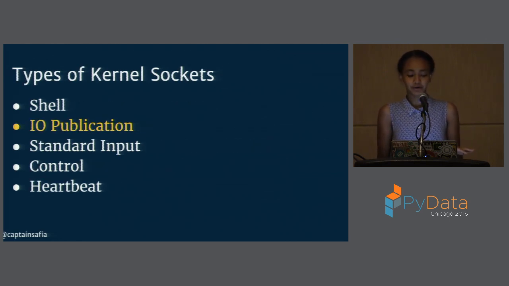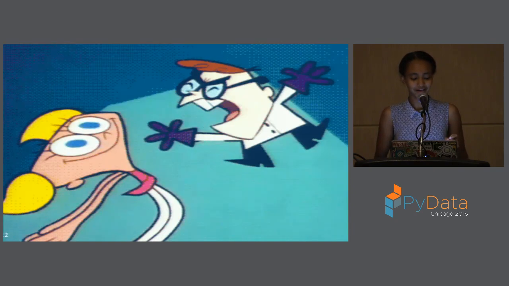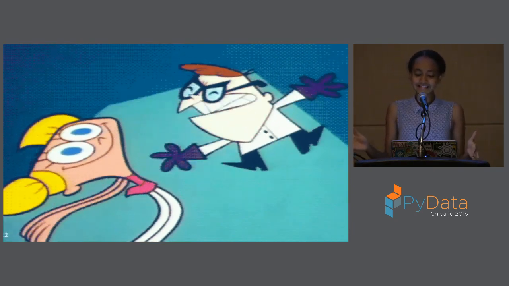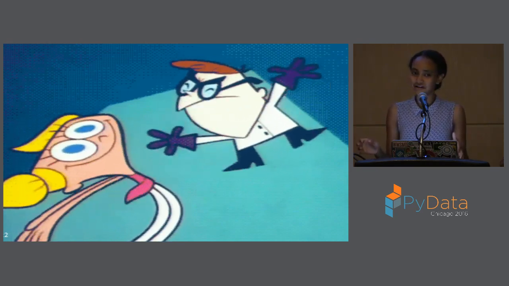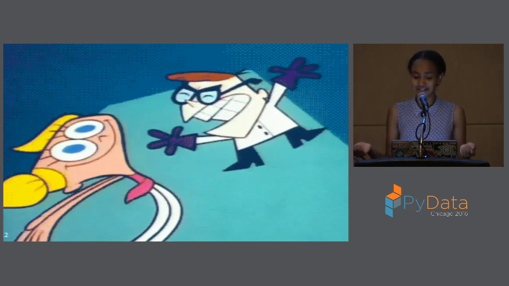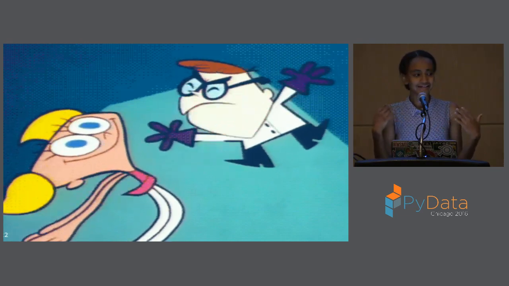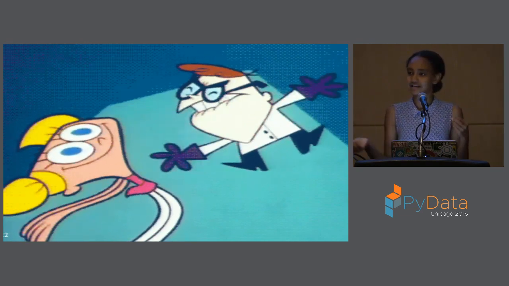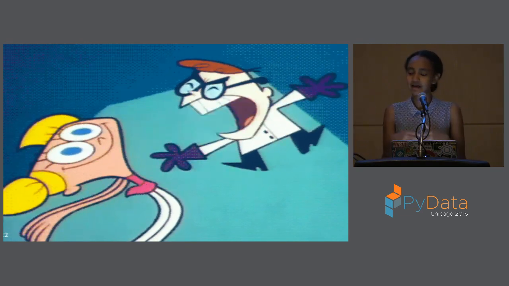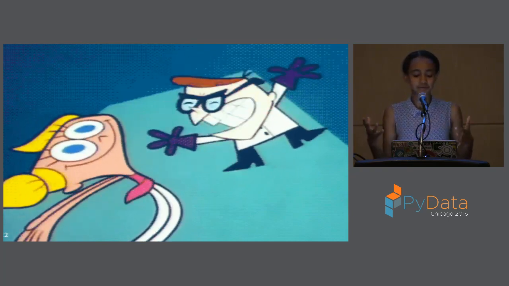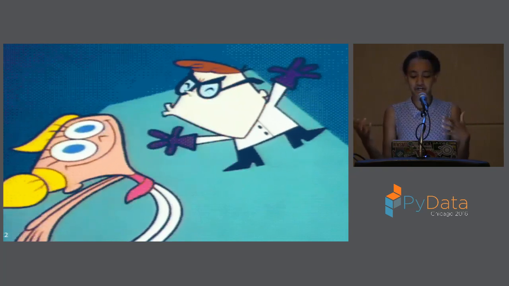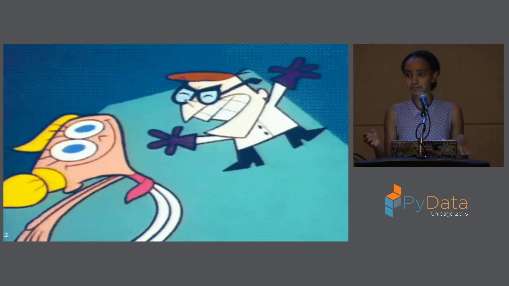The next socket that we're going to talk about is the I/O publication socket. You got a sneak peek of my GIF there because my hands were a bit quick, but I like to think of the I/O publication socket as the announcer in the family. And the socket essentially publishes data streams to standard outputs and returns payloads that contain information about HTML or images that need to be rendered.